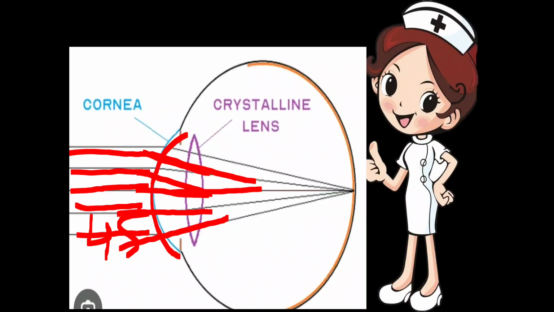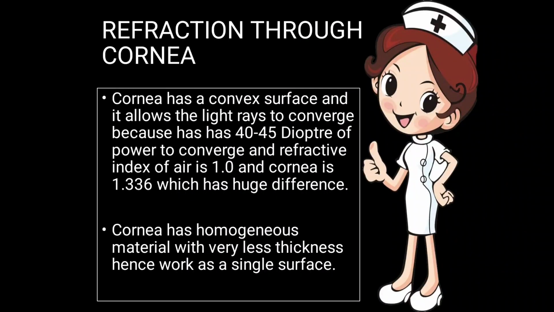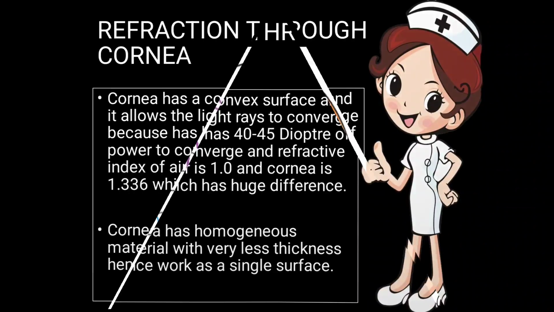The other convergence of the light rays is done by the lens, which helps in the proper formation of the image on the retina. There is a huge difference between the refractive index of air, which is 1.0, and the cornea, which is 1.376. In this way it helps in focusing the image on the retina and in the bending of light. The cornea is a homogeneous material with very little thickness, and hence it works as a single surface. Homogeneous means it is made up of the same material, and in all the layers the contents are properly placed, and it has very little thickness, so it acts as a single refractive surface.